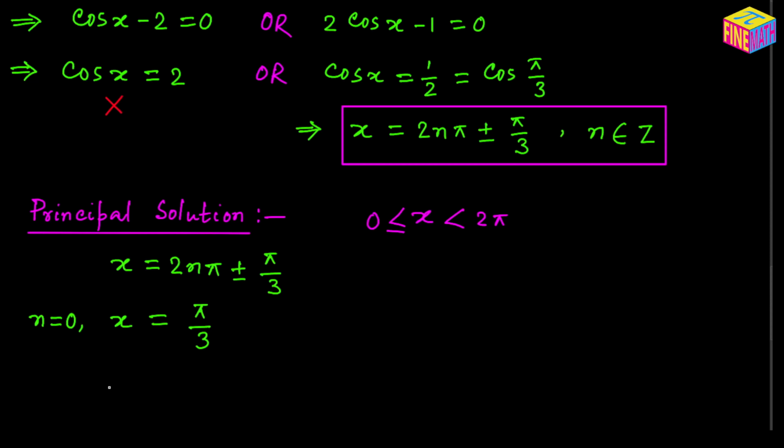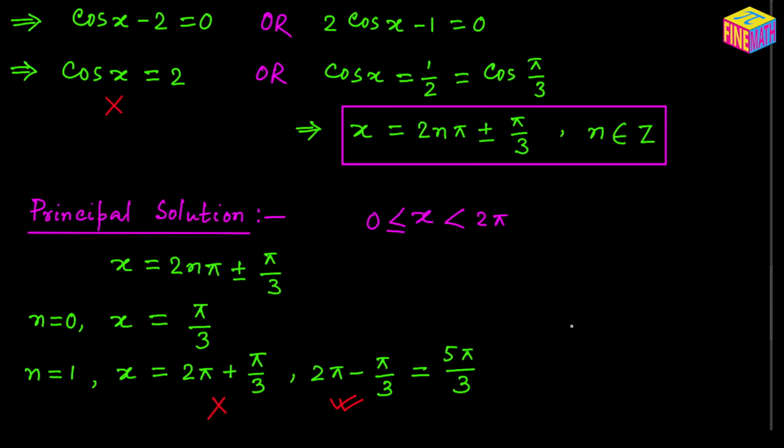And now let's use n equals 1. Then what do we get? x will be 2 pi plus or minus pi over 3. So first let me write down the plus pi over 3, and the other value is 2 pi minus pi over 3. Now can we use 2 pi plus pi over 3? No, because for principal solution x has to be less than 2 pi. So we really cannot take this value right here. So we have to reject that. But we can take this one, and if we simplify this, this will be 5 pi over 3. So we can see we have two values of x for the principal solution, and they are pi over 3 and 5 pi over 3.